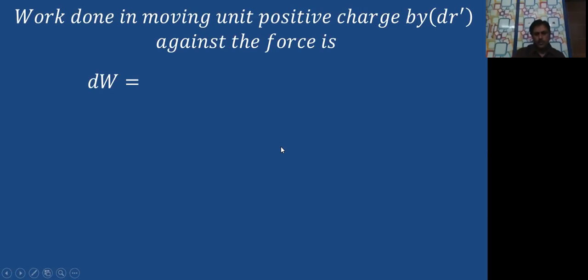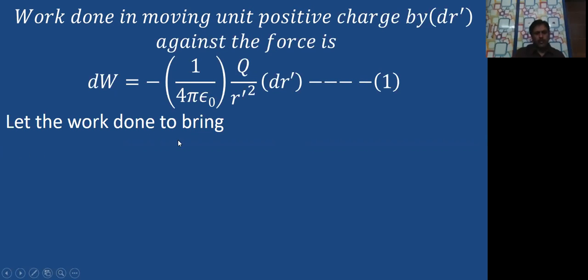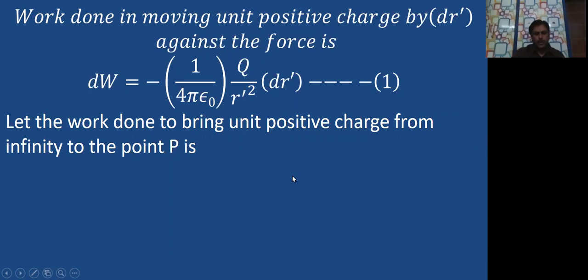The work done in moving unit positive charge by dr dash we already calculated. This I need not explain, it is there for you to see according to equation number 1. Now let the work done to bring unit positive charge from infinity to the point P be W. Earlier we calculated the work done to move by distance dr dash, that is dW. Now the work done for moving from infinity to the point P is W.